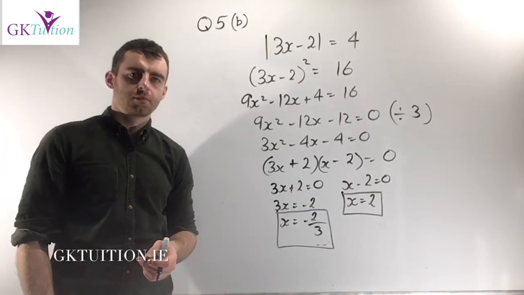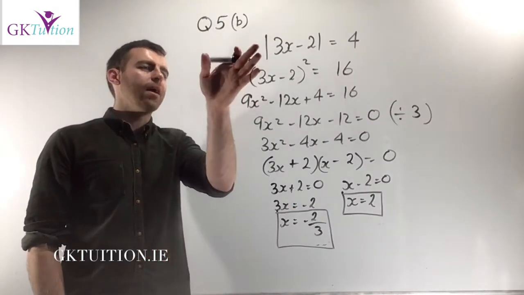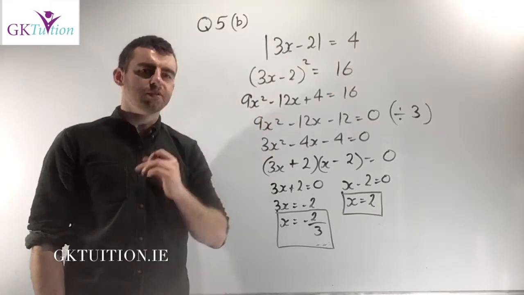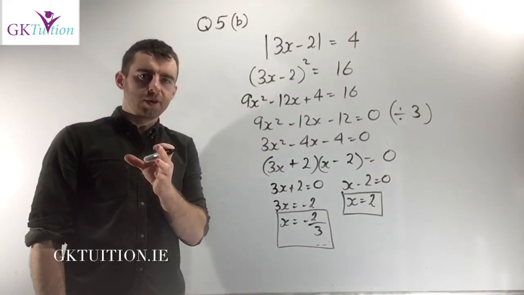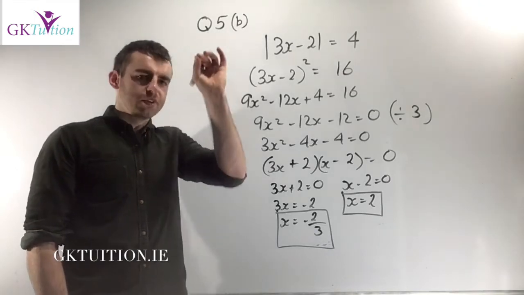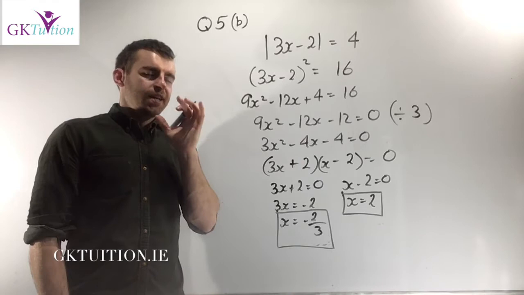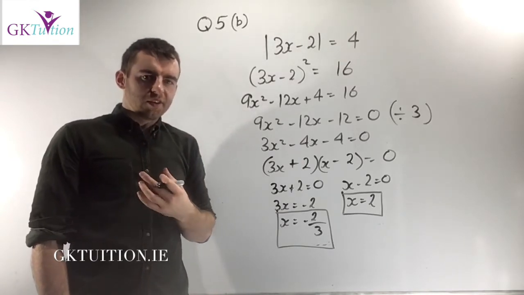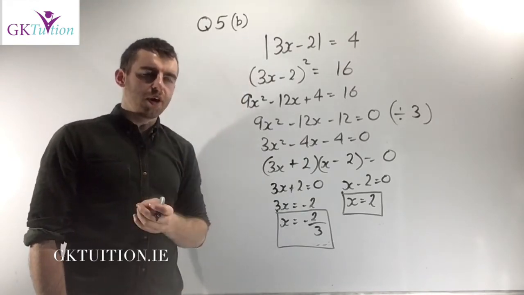In part B here, we were given the absolute value of 3x minus 2 equals 4. Remember that in order to eliminate absolute value signs, you can square both sides or you can take it as a plus or a minus. In a question like this, as far as I'm concerned, the easiest thing to do is to square both sides.